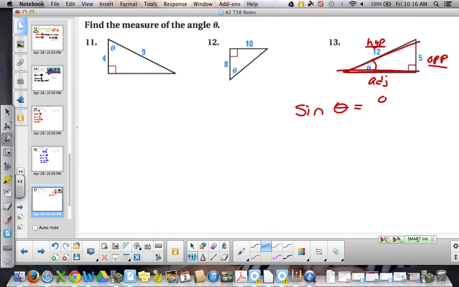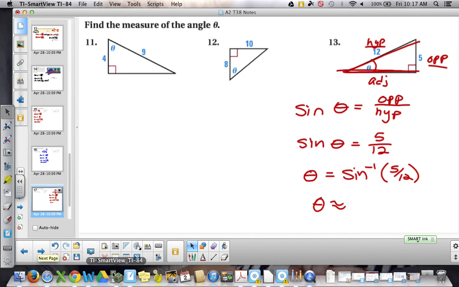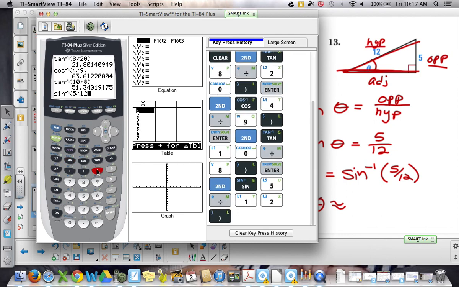So sine of theta equals opposite over hypotenuse. Again, that's just the definition, right? All we're doing with these is using the definition to set up an equation. So write in what we know. Sine theta equals 5 over 12. Do the sine inverse. And then we calculate that. So second sine 5 divided by 12, and we get 24.6 degrees.